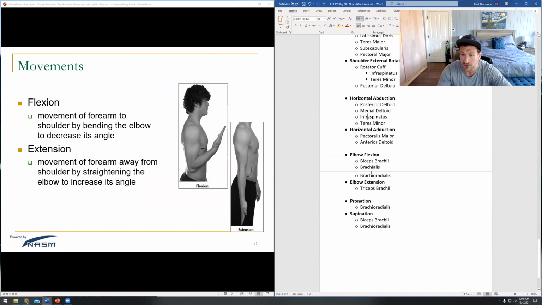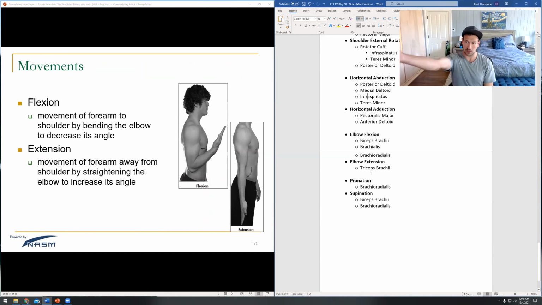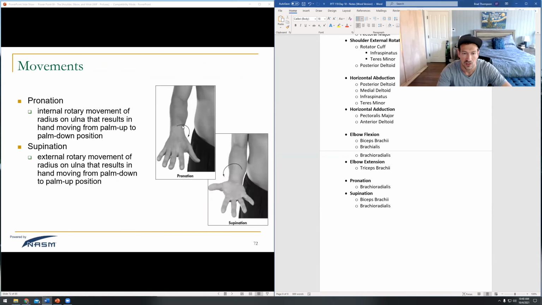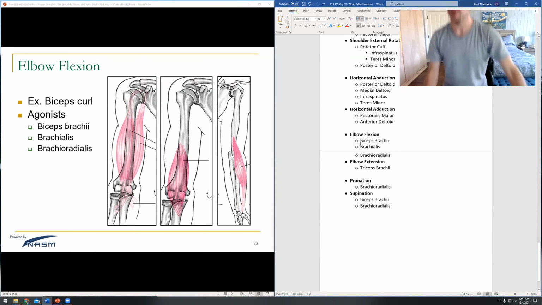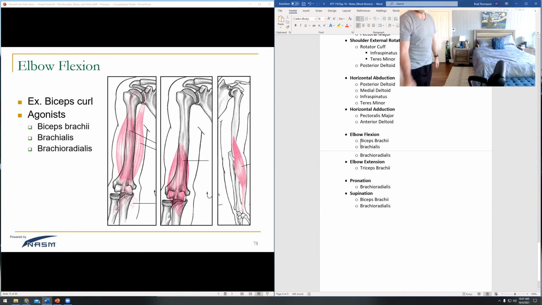Then we got the elbow stuff here. We got elbow flexion versus elbow extension. We've got supination versus pronation. So flexion, extension, pronation is palm down, supination, give me soup, right? So the biceps curl, that's going to be all three of those bicep muscles, right? The brachii, the brachialis, the brachioradialis. So brachii, which also does, we see it on the supination list as well, right?